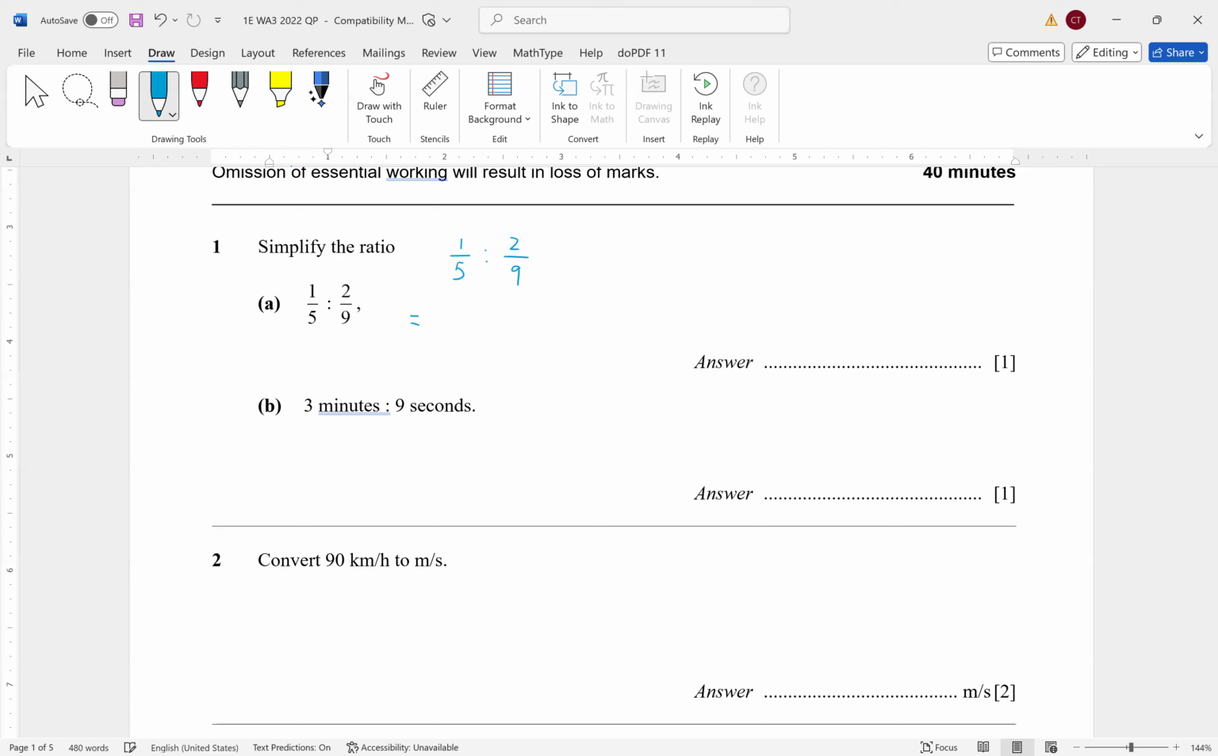Let's go ahead and do that. To make the denominator 5 into 45, we need to multiply by 9. Whatever you multiply on the denominator, you must do the same thing to the numerator. So we multiply by 9, and 1/5 is going to become 9/45.